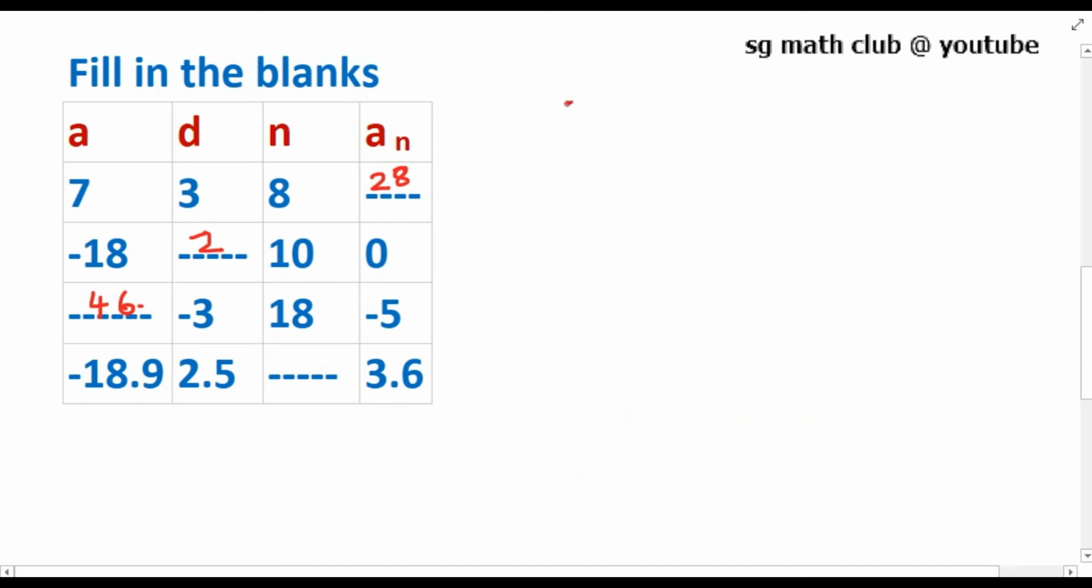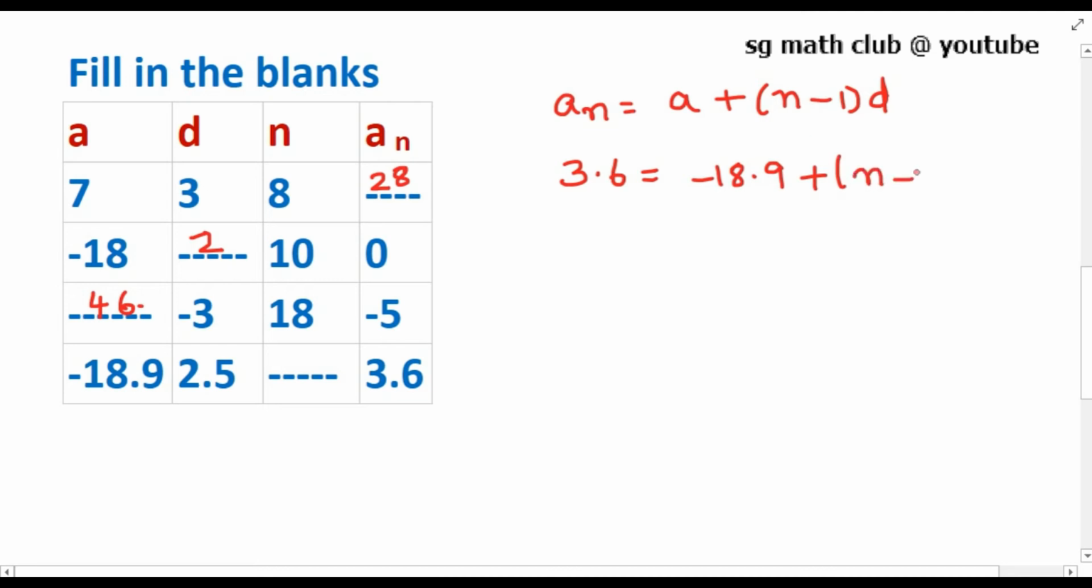So we'll write the general formula: a_n equal to a plus (n minus 1) into d. Now the nth term they have given as 3.6, the first term is minus 18.9 plus, I don't know the value of n, we need to find the value of n. And d is given as 2.5.